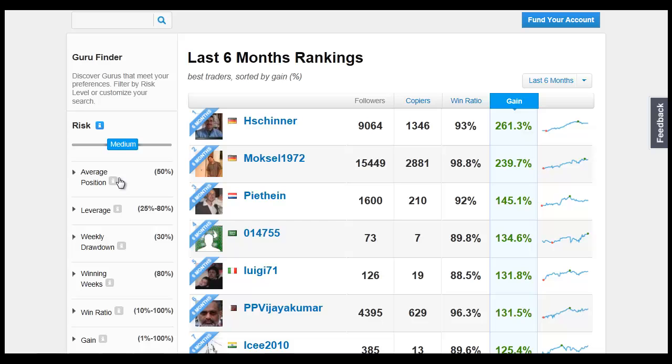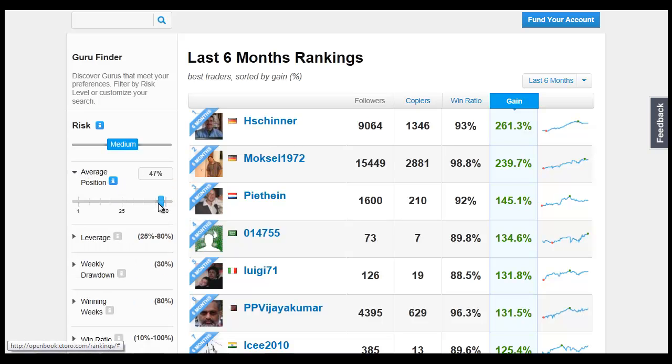Average position. Okay. Now, what am I going to do with this? I'm going to do average position. I want average position to be no more than 25% of your equity. And even that is high, as I said earlier. 20% is high.